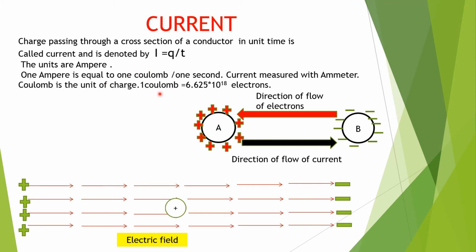You know that 1 coulomb means 6.625 into 10 to the power of 18 electrons. So, this is all about current.